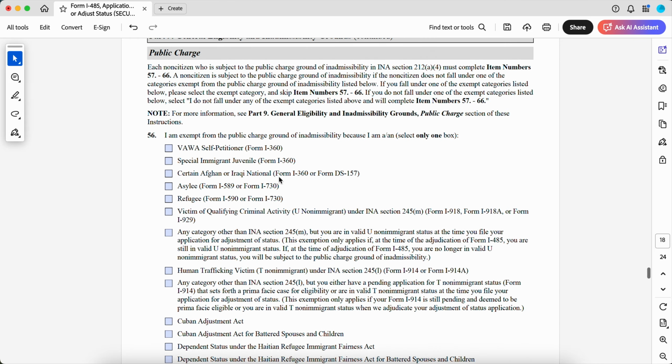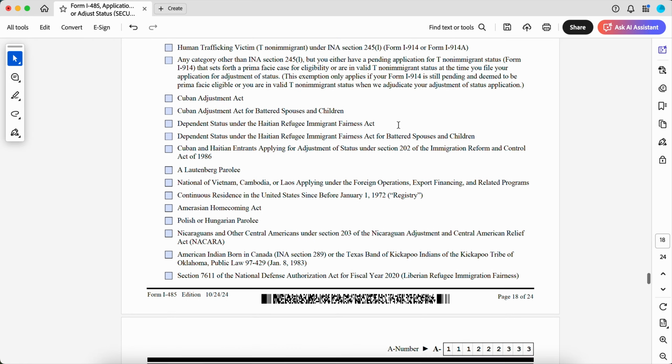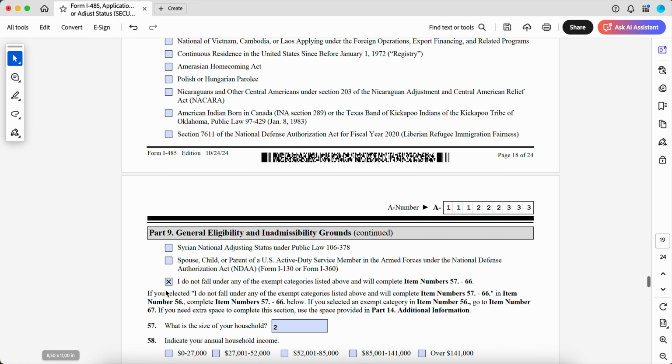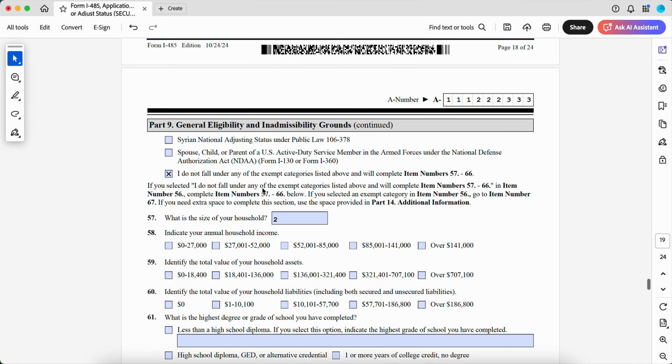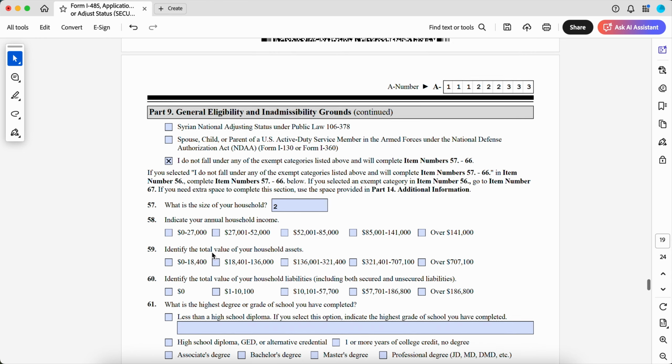If you do not fall under any of this general eligibility and admissibility grounds public charge section of this instructions, you cross this, that you do not fall under any exempt categories, and you can proceed to number 57.